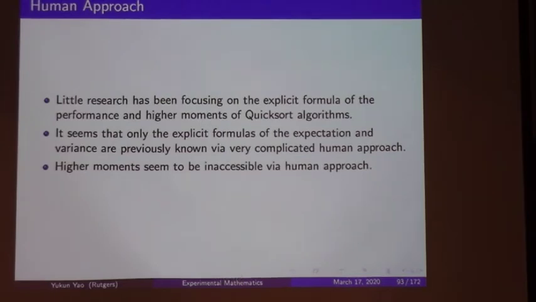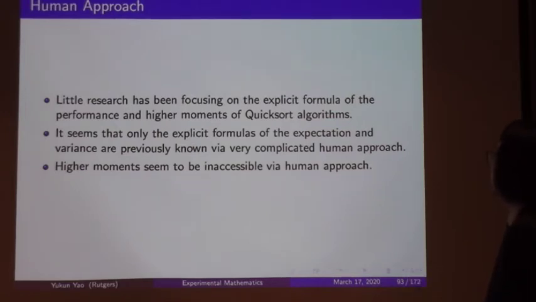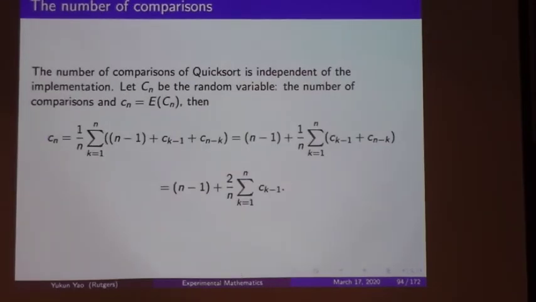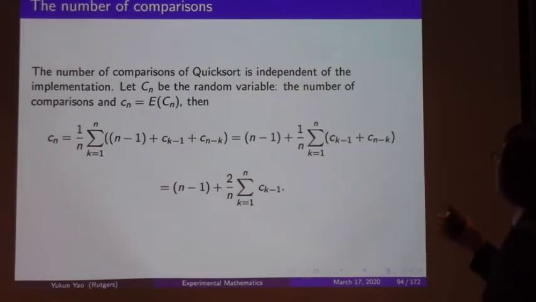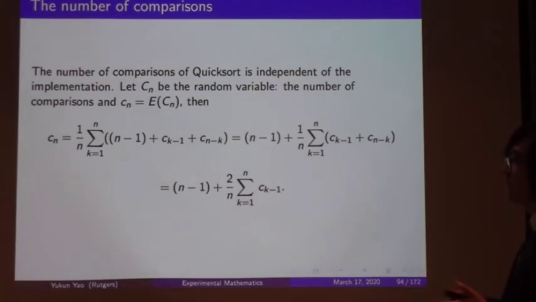And so far, very little research has focused on the explicit formula of the performance and higher moments of quicksort algorithms. It seems only explicit formulas for expectation and variance were previously known, by a very complicated human approach. And higher moments seem to be inaccessible by a human approach. So it is easier to consider the number of comparisons of quicksort because it is independent of the implementation. Basically, quicksort is an idea. It only tells us we need to do the partition step, but it doesn't say how we will do that.